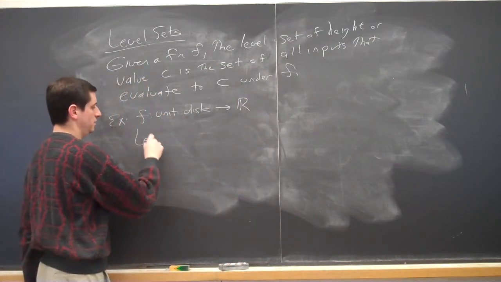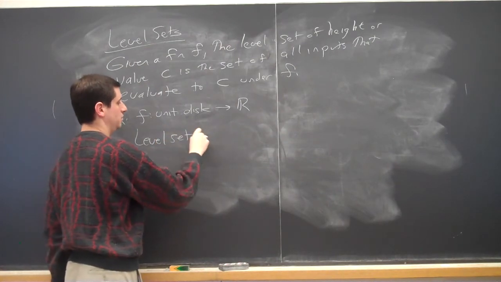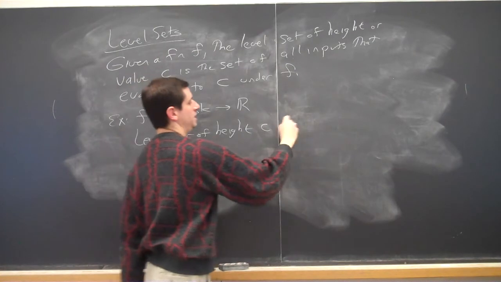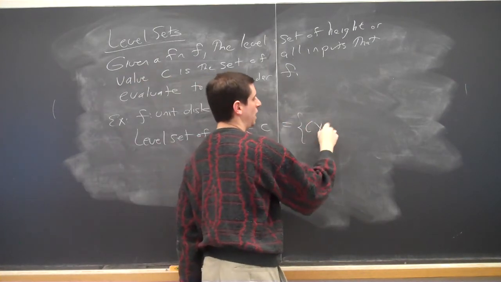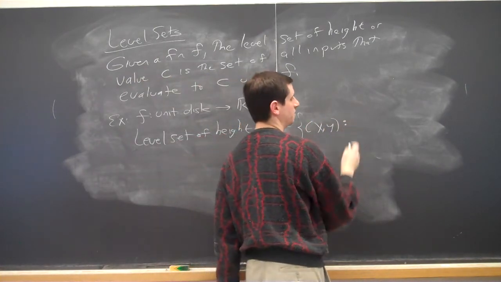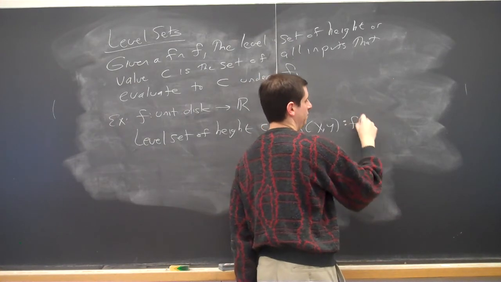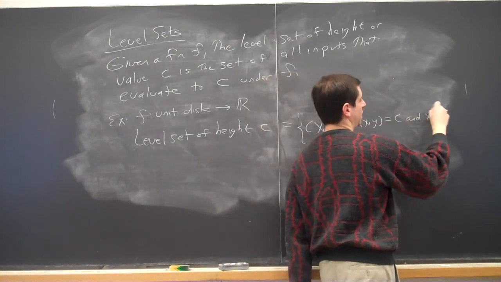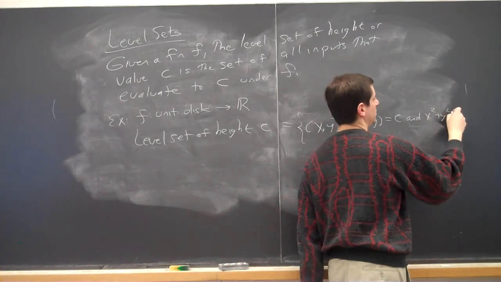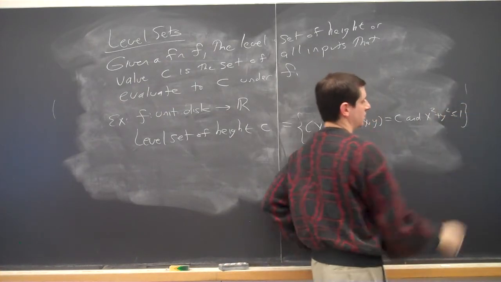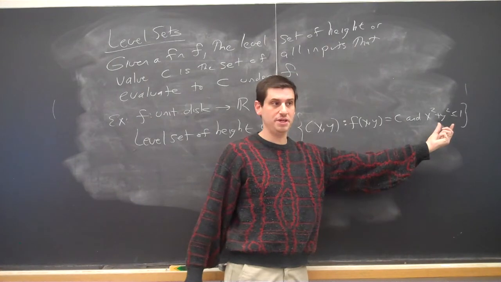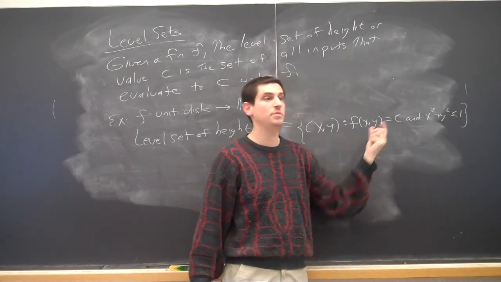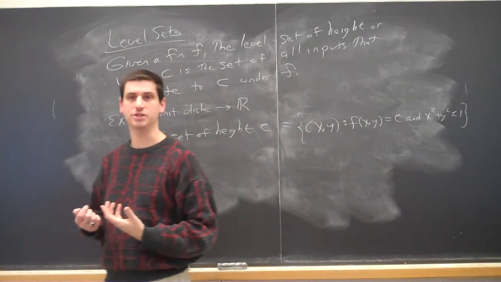Then the level set of height c is the set of all points x, y such that f of x, y equals c, and x squared plus y squared is less than or equal to 1. This is what it means to be in the unit disk. X squared plus y squared is at most 1. This is what it means for my function to have value c.